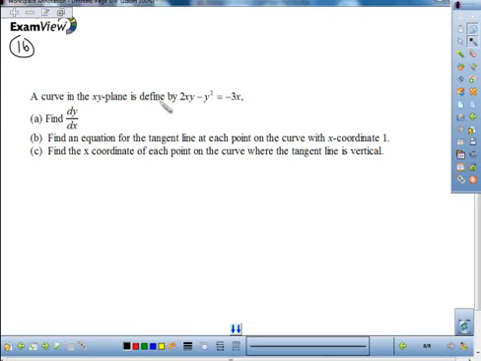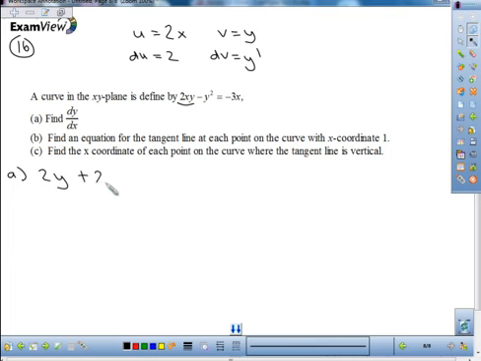So a curve in the xy plane is defined implicitly, so I'm going to find the derivative. In order to find the derivative, I'm going to have to use the product rule here. So u is 2x, v is y. The derivative of u is 2, the derivative of v is y prime. So derivative of u times v plus the derivative of v times u.